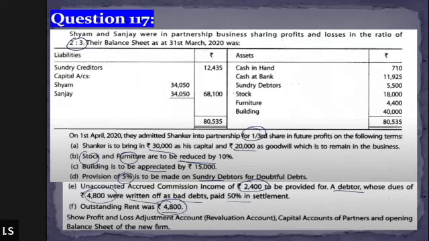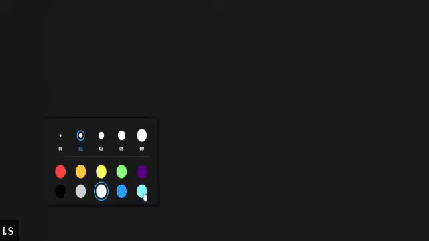It requires us to prepare the partner's capital account, the revaluation account, and balance sheet as well. So it is going to take a lot of time. Anyway, so let's continue with the question. It says we need to prepare the revaluation account. So for that purpose, you will have to first of all prepare the format for the revaluation, the partner's capital account, and the balance sheet as well. So let's start with that.